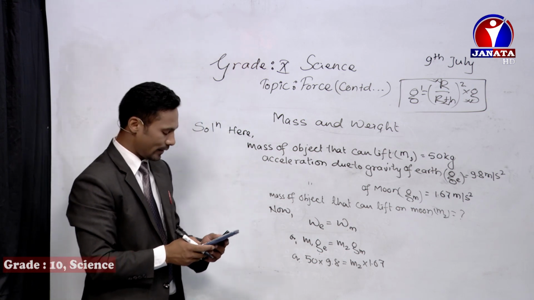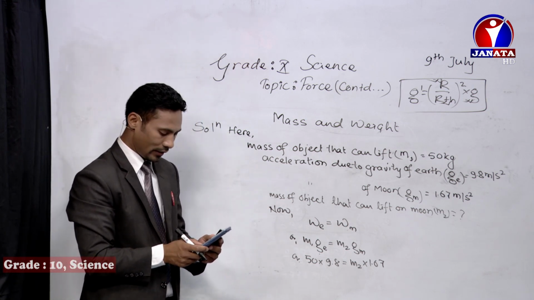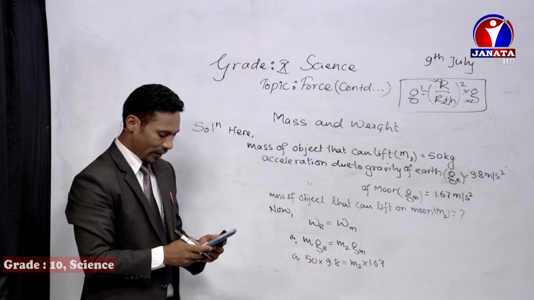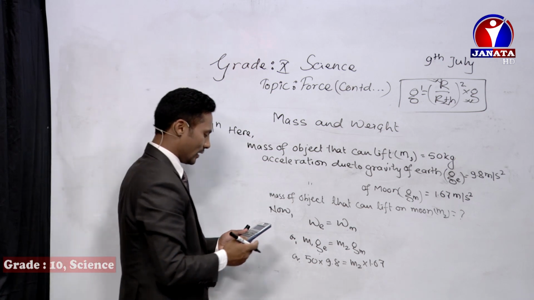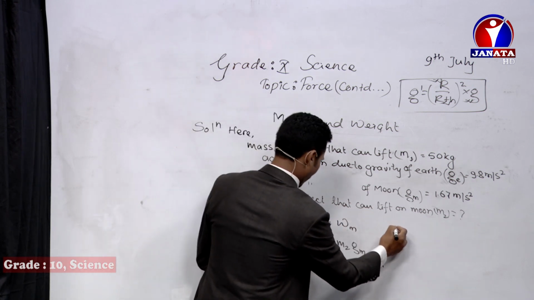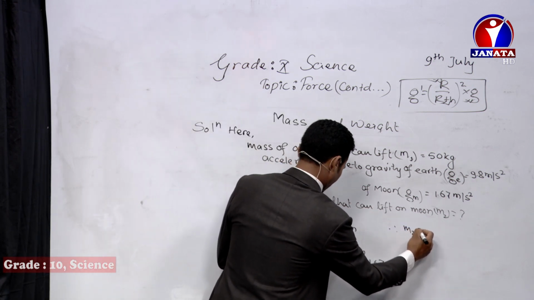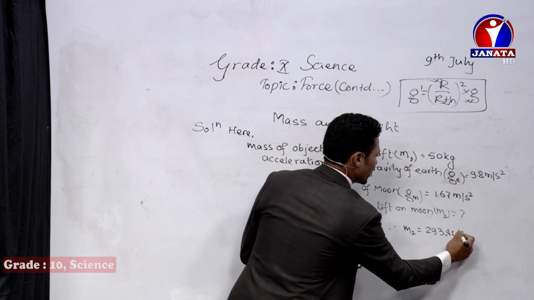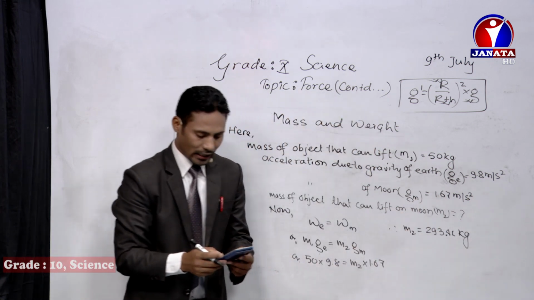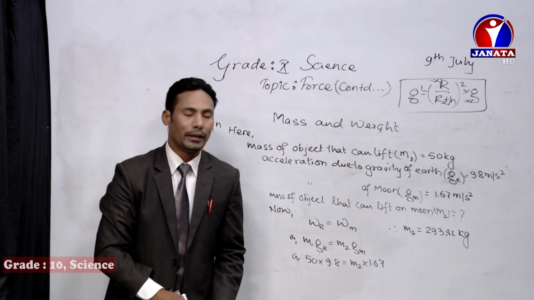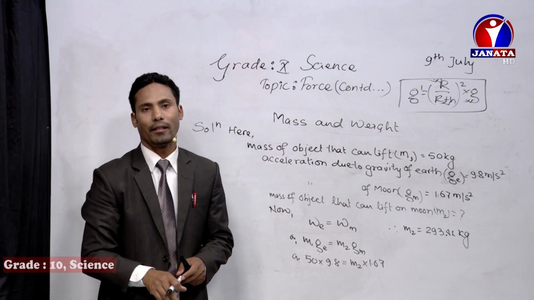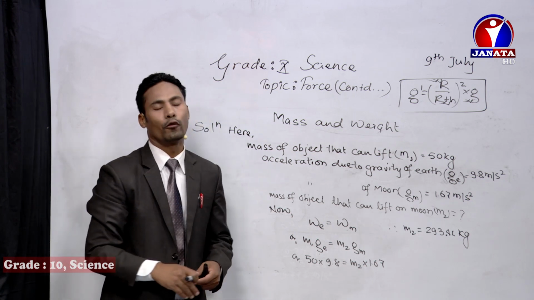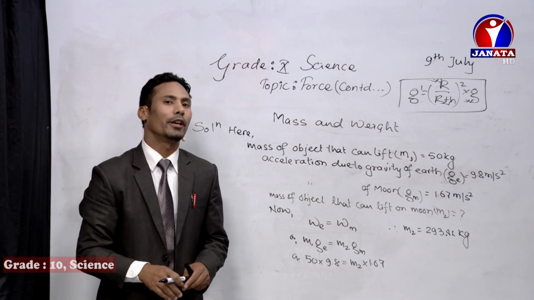So let's calculate this. It is 50 into 9.8 divided by 1.67. Therefore, m2 equals 293.41 kg. That's why, if a person can lift a 50 kg mass on the earth, then he can carry 293.41 kg on the moon.